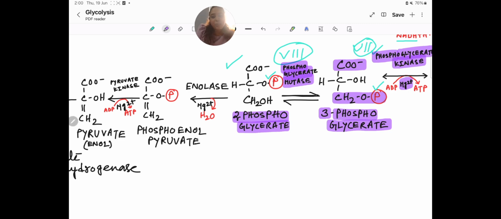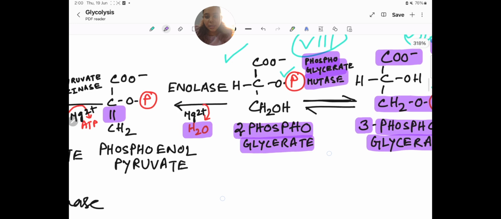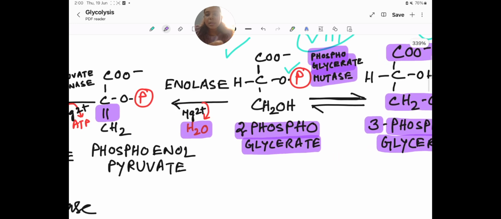And see, from 2-phosphoglycerate to phosphoenol pyruvate, now we add an enol group. Enol means we need to transfer a single bond to a double bond. That is why we will find a double bond here. So what happened? One H2O will be removed. See this compound: this is 2-phosphoglycerate, and that is phosphoenol pyruvate.